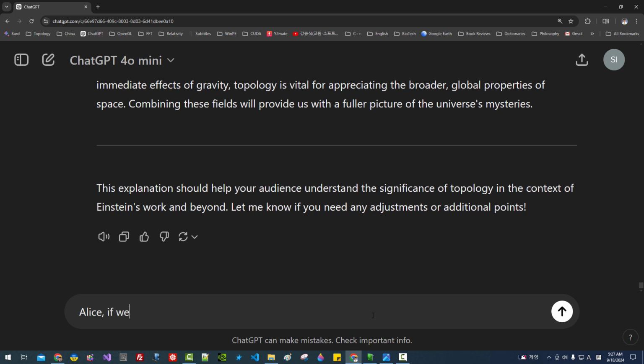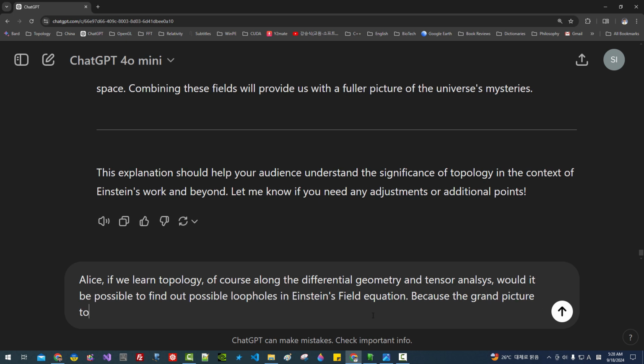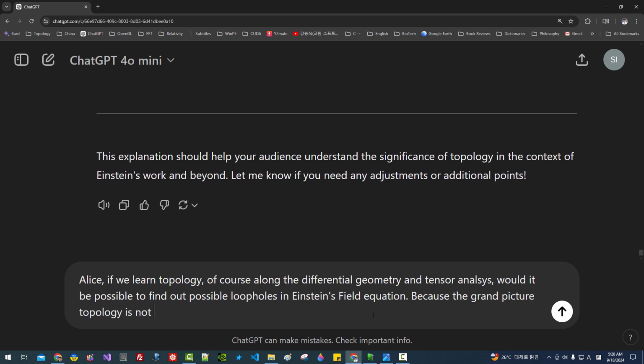Alice, if we learn topology, of course, along with differential geometry and tensor analysis, would it be possible to find out possible loopholes in Einstein's field equation? Because the grand picture of topology is not considered in the Einstein's field equation.